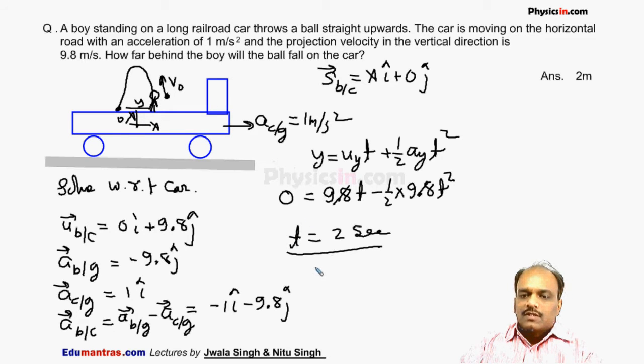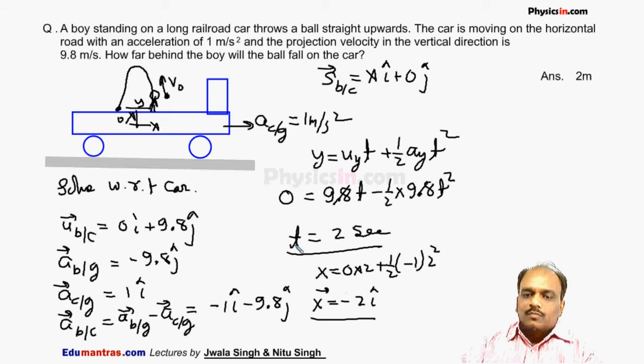In these 2 seconds, the displacement along x-axis is ux into t. What is ux? Ux is 0. So it is 0 into 2 plus 1 by 2 into acceleration along x-axis, which is minus 1, into t square, means 2 square. Solving it, we get x equal to minus 2 I cap. This is the displacement of the ball. Means ball will fall a distance of 2 meter backward. So the answer is 2 meter behind this boy.